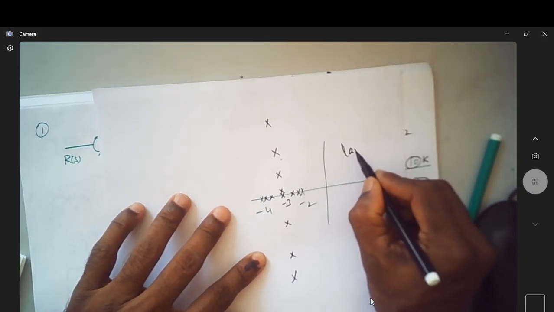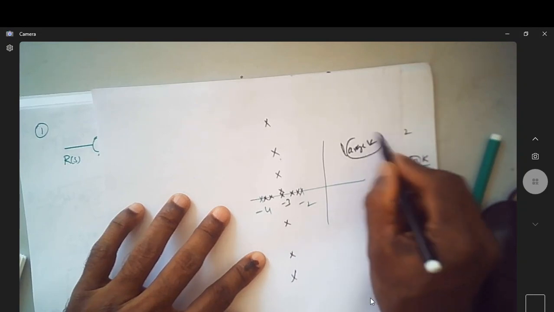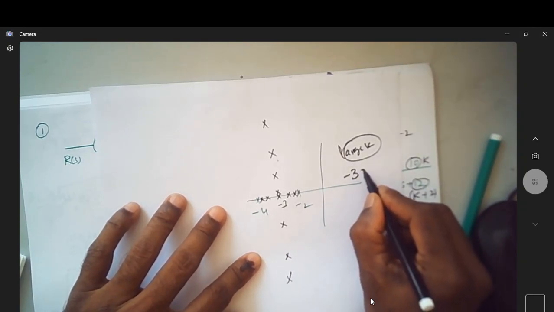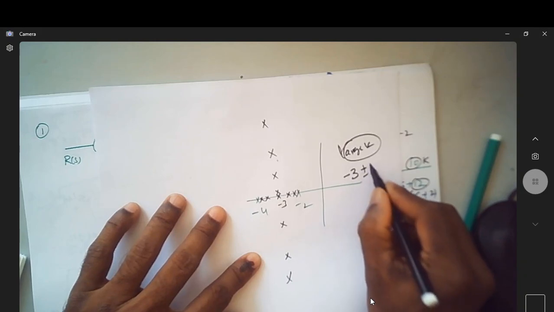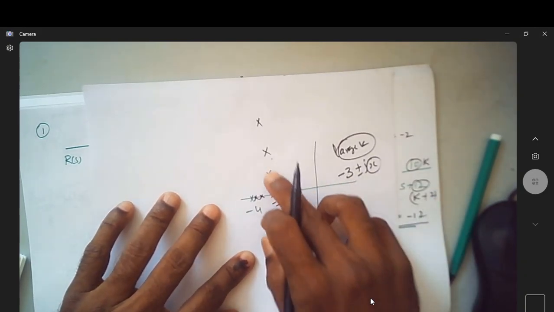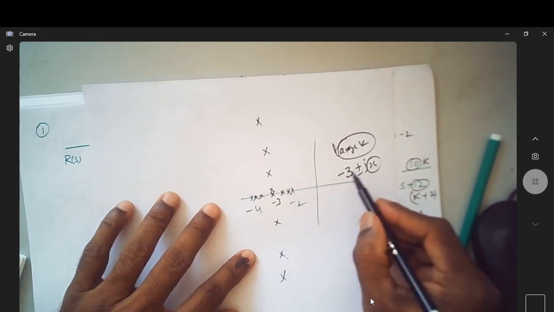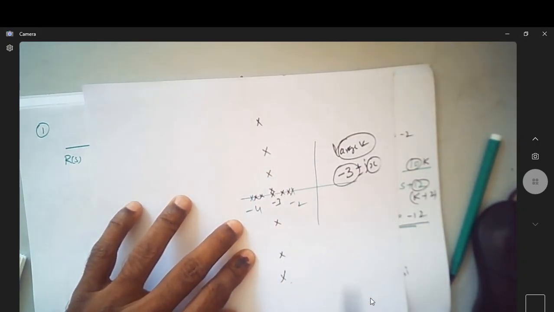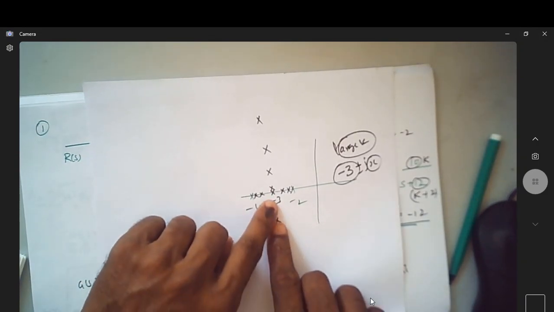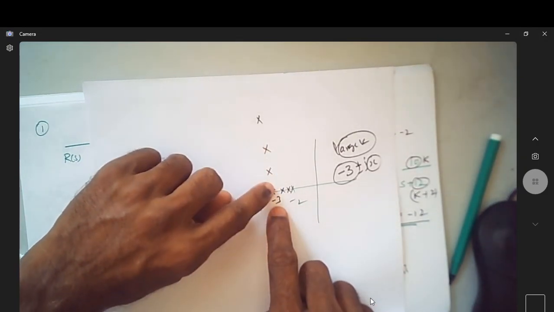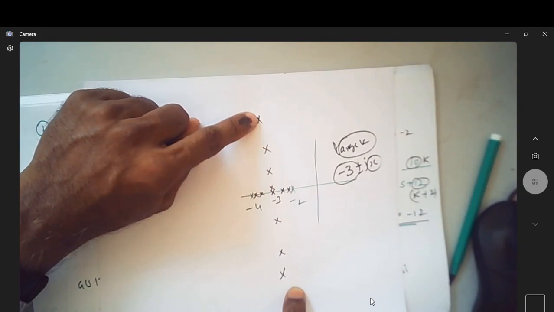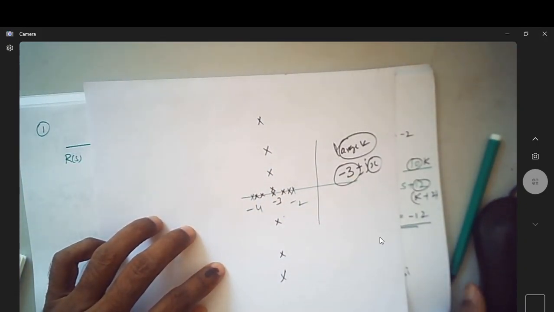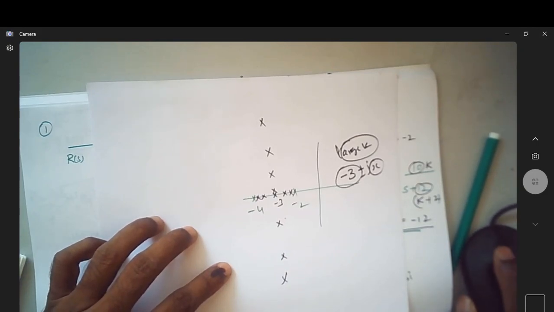For larger values of k, the poles are always at minus 3 plus or minus jx. So this x can keep increasing, but you can see the real part is exactly at minus 3. The poles will keep moving away. They become complex, and their real part is always minus 3. So that is one thing you have to observe.